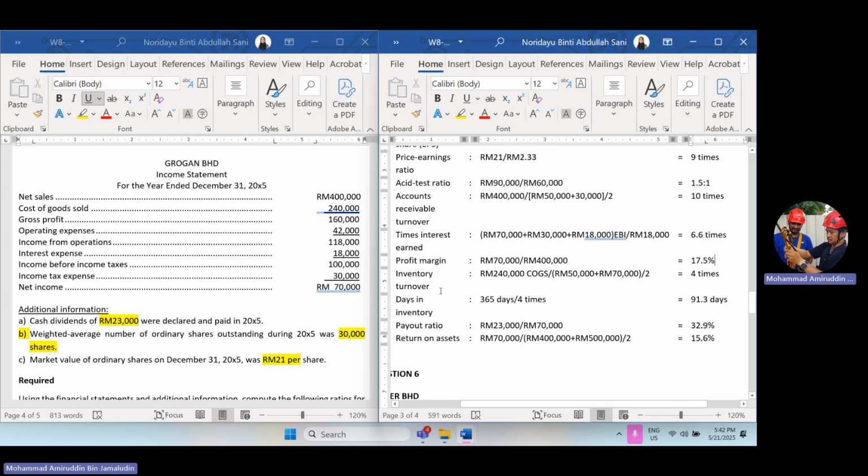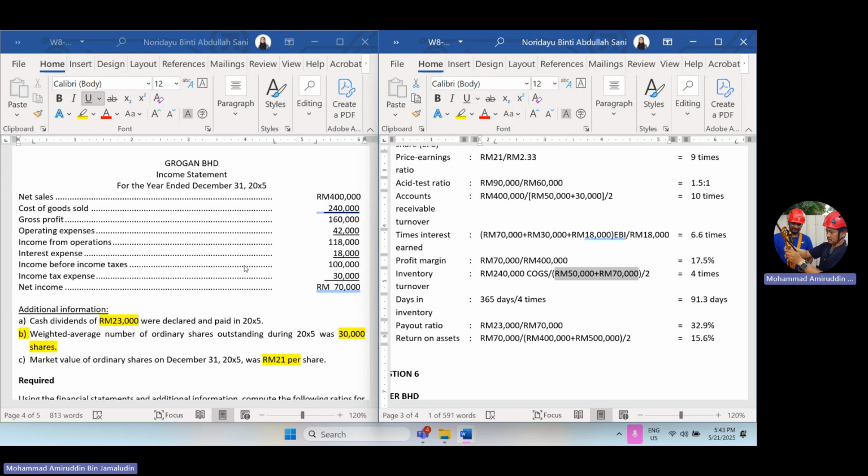Next, inventory turnover. The formula is COGS. Why do we take COGS? Because the changes of stock are inside your COGS, right? How to compute COGS? Opening inventory plus purchases, plus cost of purchases, minus return outwards, minus closing inventory. You see, all the stock movement is there. So that's why we take the COGS. So 240 COGS divide with your, you see, this one also average. Why? Because some of the stocks are from last year. So that's why you take the average.